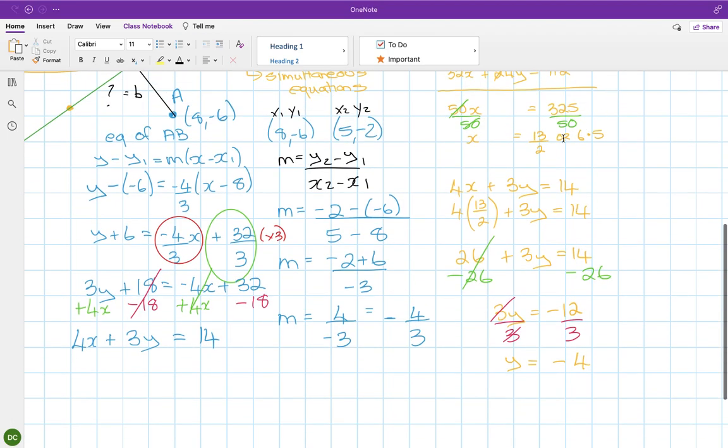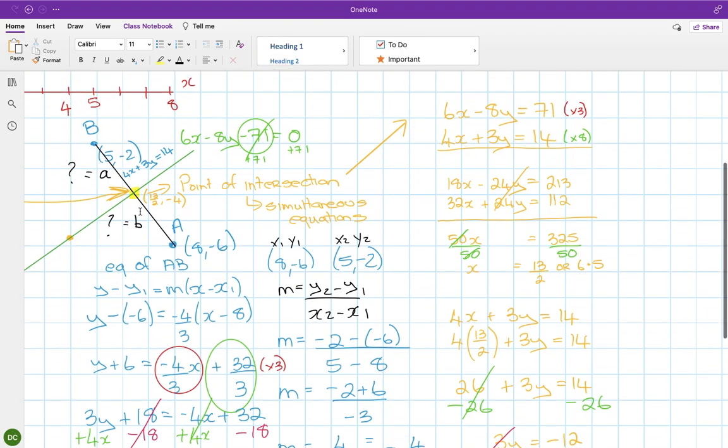Okay, so the point is 13 over 2, minus 4, and that's what this is. 13 over 2 and minus 4. Sorry, I put that back in there, see it? So that eliminates that, so at least I have the point.